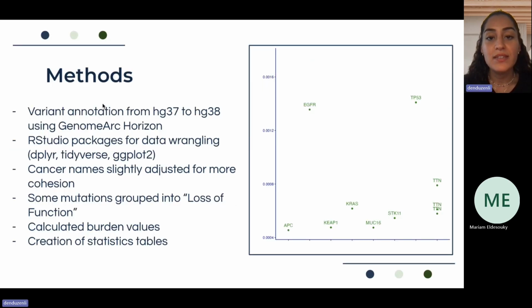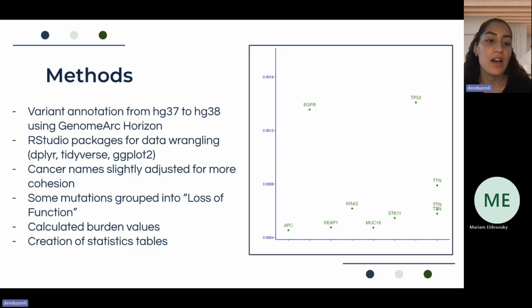So for methods, we used GenomeArc's Horizon for variant annotation from HG37 to HG38. HG37 was the form that this data was in on the cBioPortal data sets that we collected. And then HG38 is just the updated representation of the human genome. So we really wanted to have the most up-to-date and recent information and results provided.